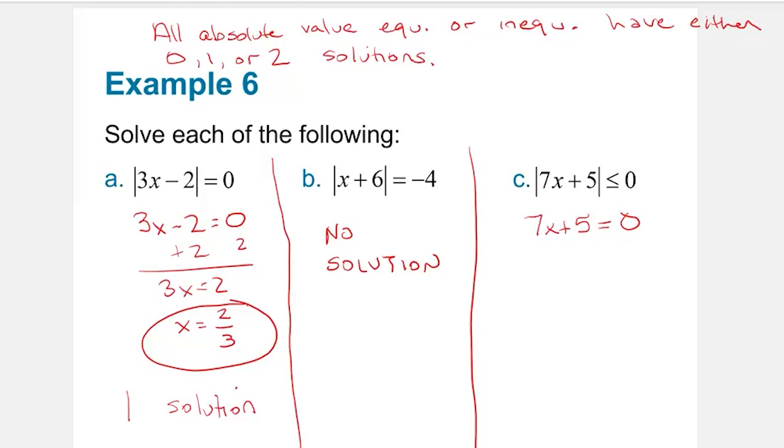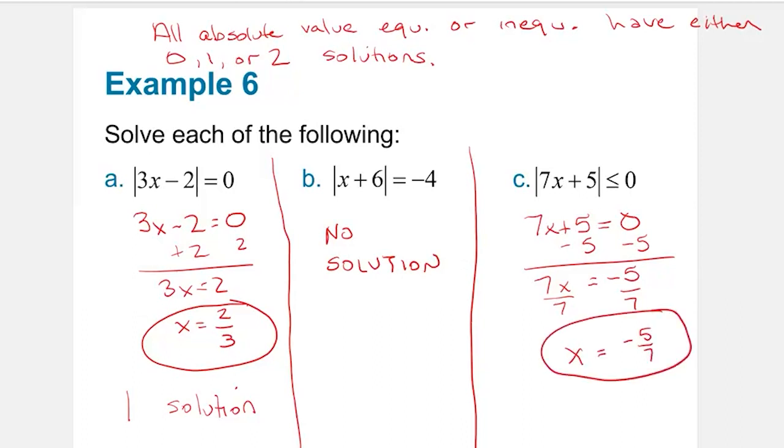Okay, so again, this is only going to have one solution. It's when this is equal to 0. I subtract 5 from both sides. I get 7x equals -5. I divide both sides by 7, and I get x equals -5/7. So even though that's an inequality, I only have one solution again. There are not 2 solutions to this, and hopefully you understand my reasoning. Absolute value always gives you a positive number.